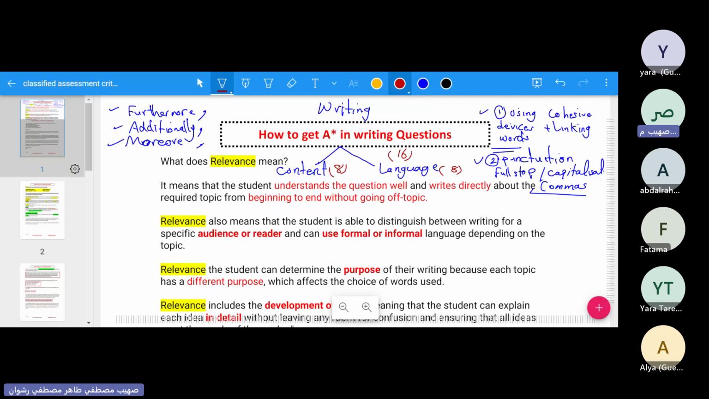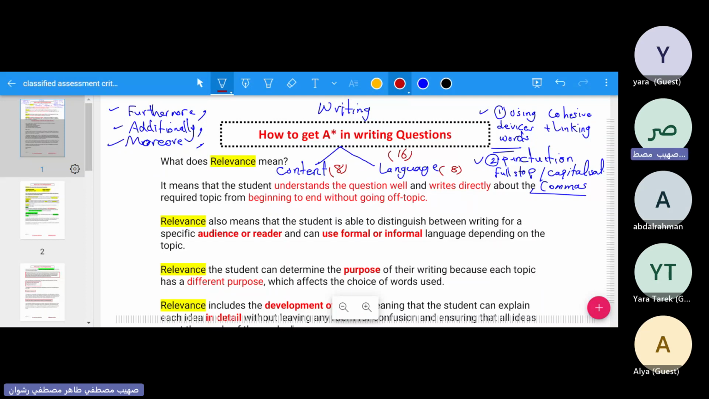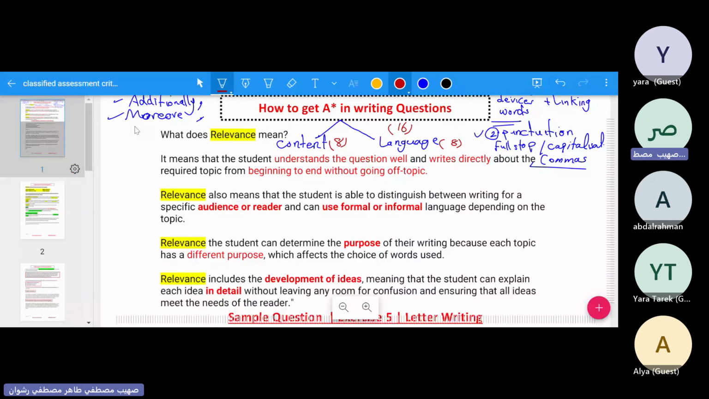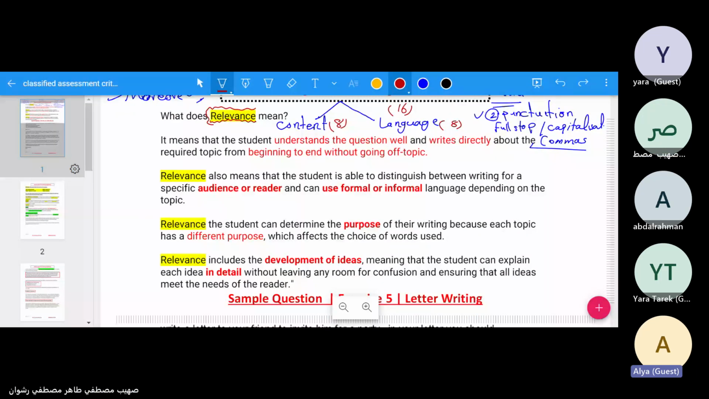Okay, what is the content and what is the language? Let's see what we mean by the content and what we mean by the language and what the examiner wants me to include or to involve in my piece of writing. Okay, Ali, read. Relevance. Number 1 of the content is what? Relevance. What do we mean by relevance? Let's see. Ali, read. What does relevance mean? It means that the student understands the question well and writes directly about the required topic from beginning to end without going off topic.